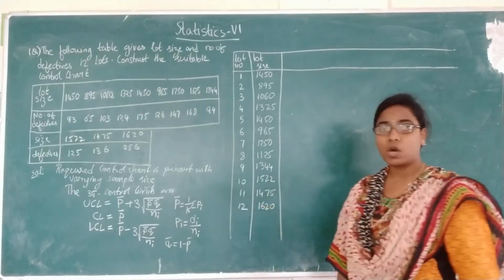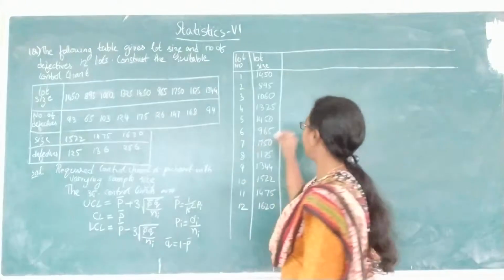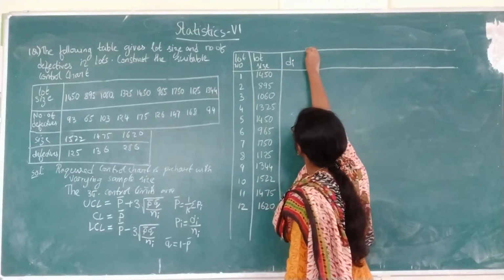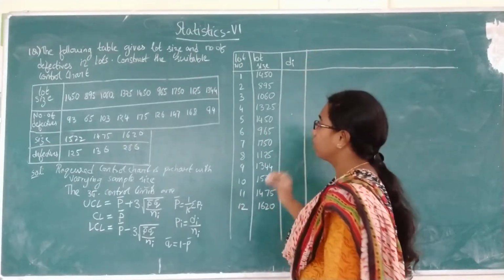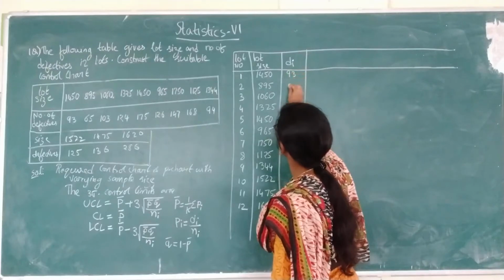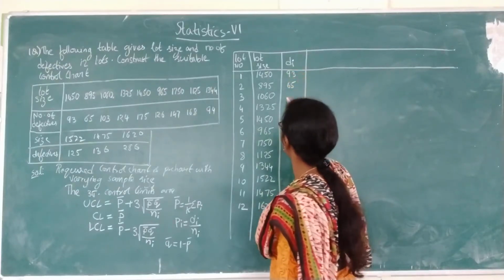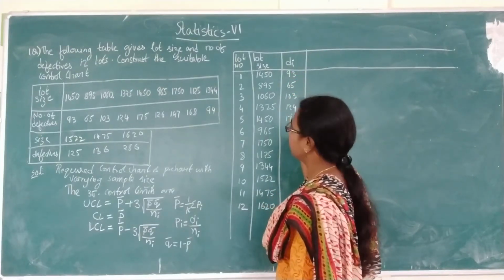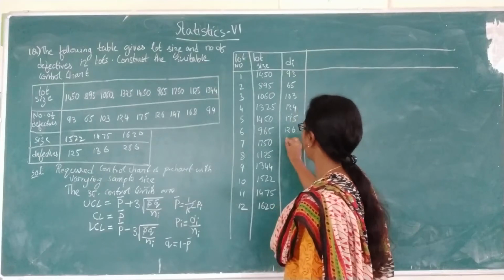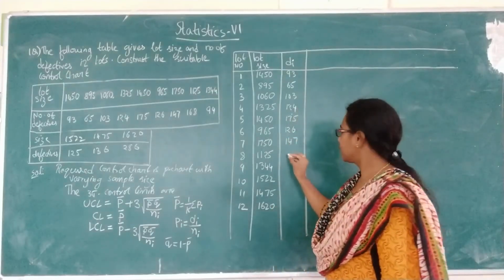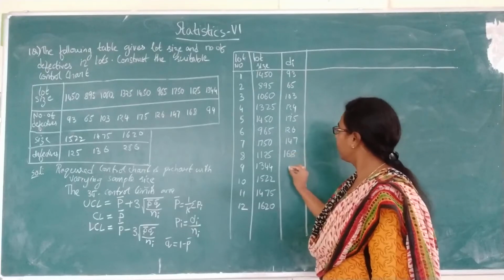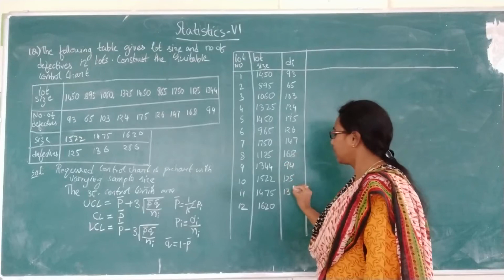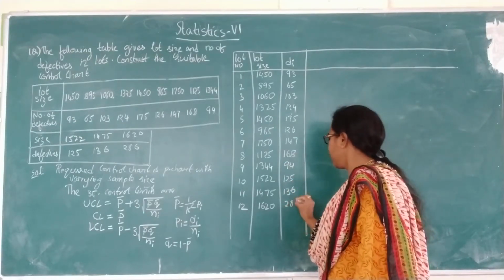After writing the lot sizes, you have to write the number of defectives, that is Di values. So write down the Di values next: 93, 65, 103, 124, 175, 126, 147, 168, 94, 125, 136, and the last is 286.